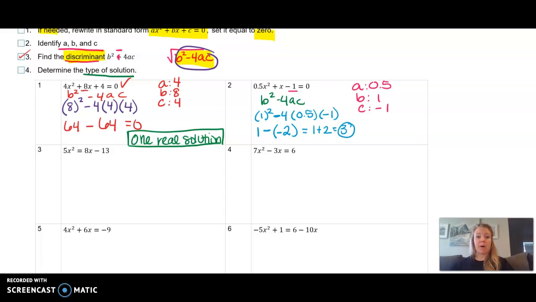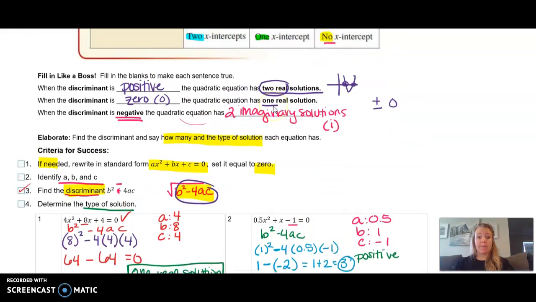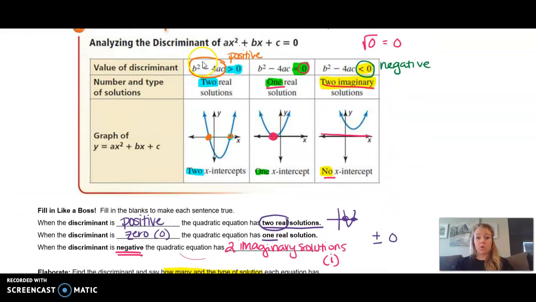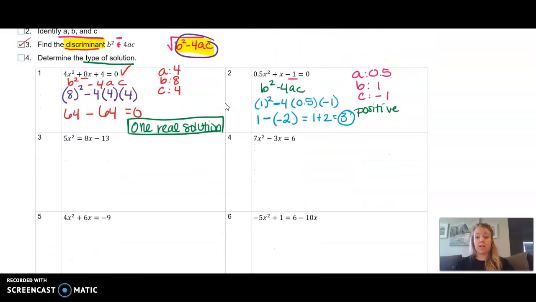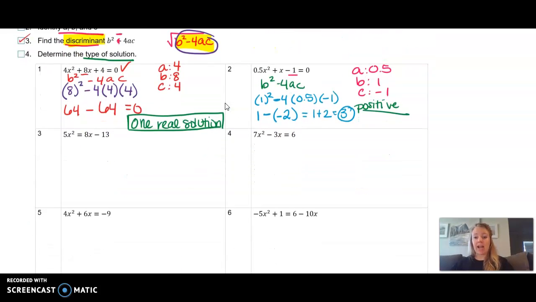And notice that it is positive. This is positive, which when I go back and remember, when my discriminant is positive or greater than 0, I'm going to have 2 real solutions. So because it is positive, I have 2 real solutions. You can't just say 2 solutions. You got to mention if it's real or imaginary.